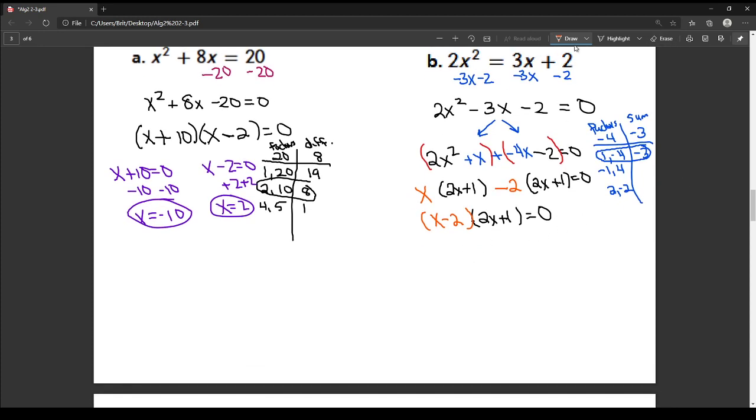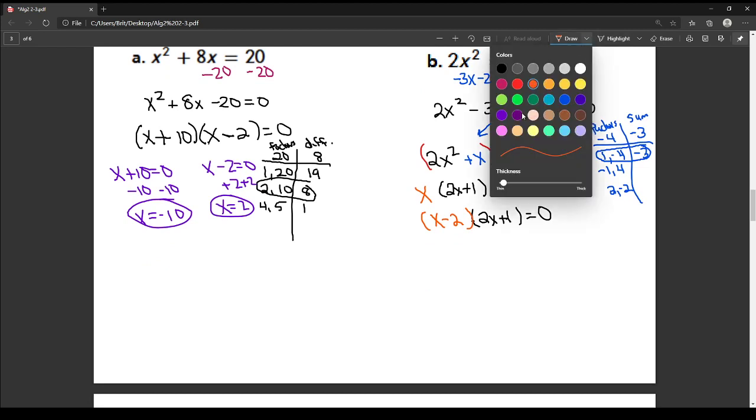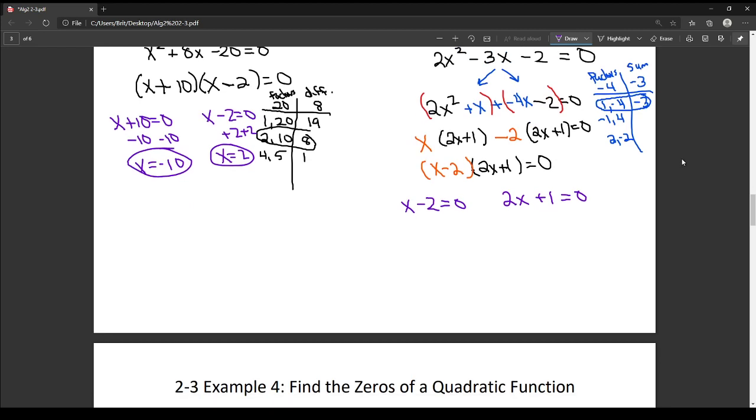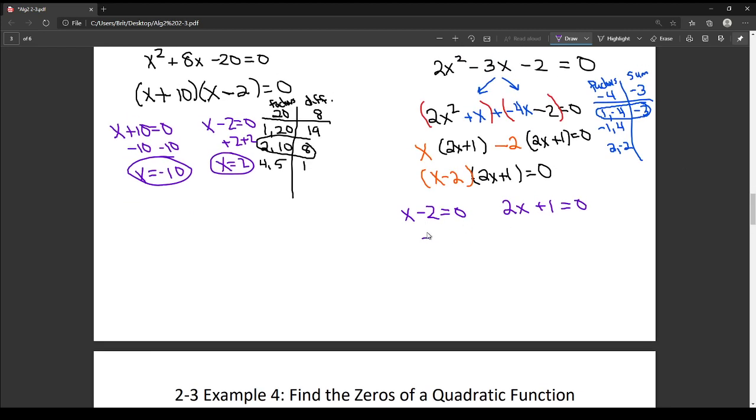So now that we're factored, we need to actually solve. So I'm going to take each set of parentheses and set them equal to 0. So here I'm going to add 2 to each side and I get x equals 2. Here I have to subtract 1 from each side, so I get 2x equals negative 1. And then I divide by 2 and get x equals negative 1/2.